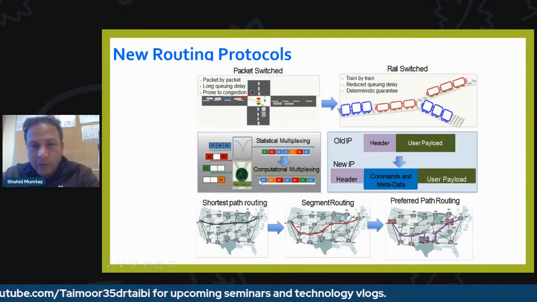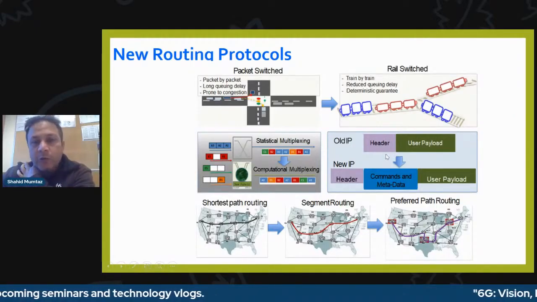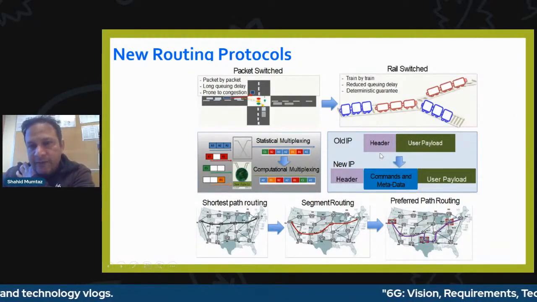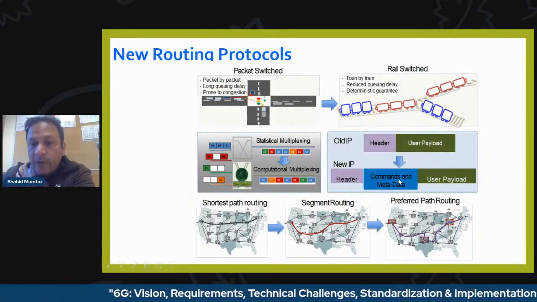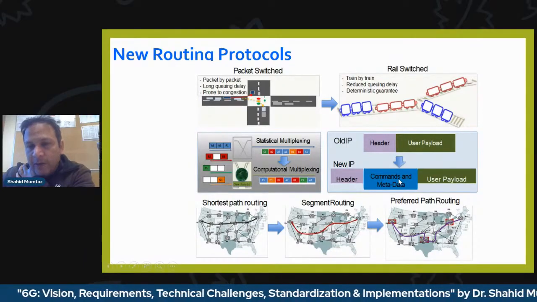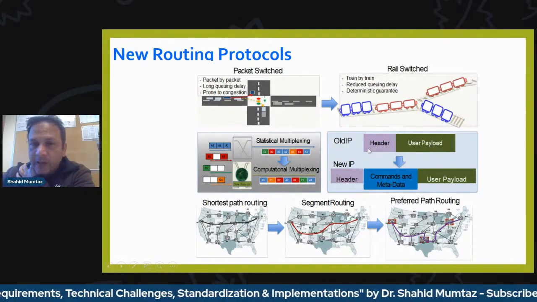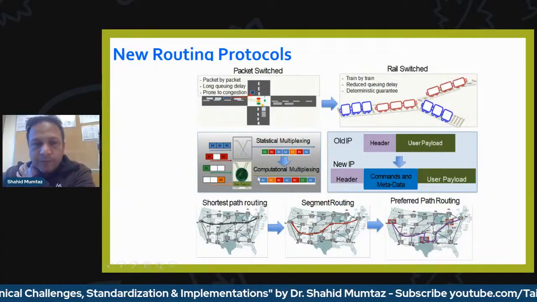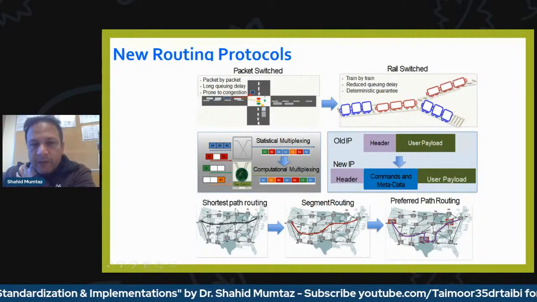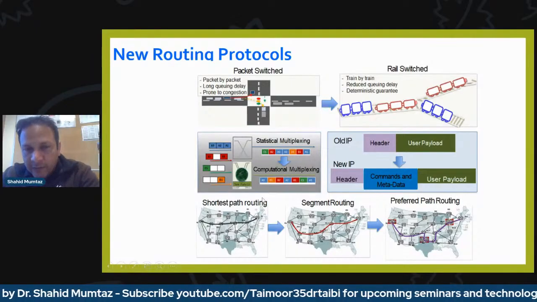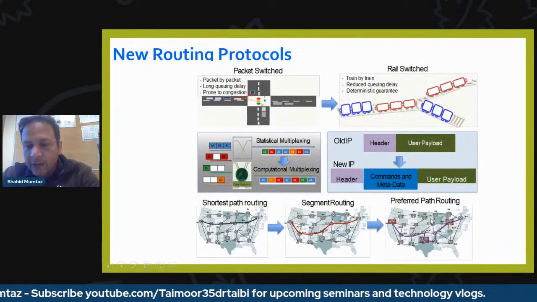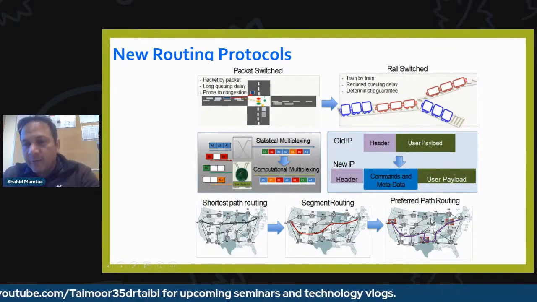Now we are going toward more computation multiplexing, and we need a new IP header as suggested by Huawei, where a new field will come: metadata and a command. This is a new area in the new IP address. So far for IP addresses we are only familiar with header and payload. We're moving from shortest path routing to segment routing, and now we go for preferred path routing, because the shortest path is not always good. Some work has been done on this area as well.